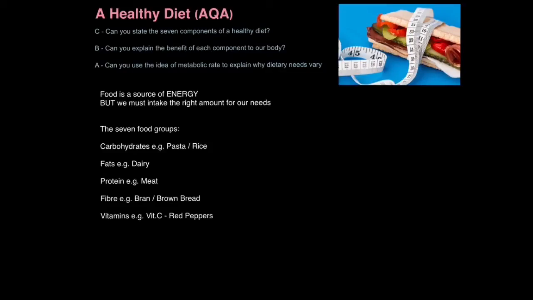Vitamins, which we can get from lots of fruit and veg. Minerals as well, or mineral ions, which you also get from specific fruits and veg, and also things like liver. And of course, let's not forget water, which, as well as drinking water, we can also get from our food, such as fruits, which have high water content. So those are the 7 components of a healthy diet. Now let's understand the benefit that these components have to our body.